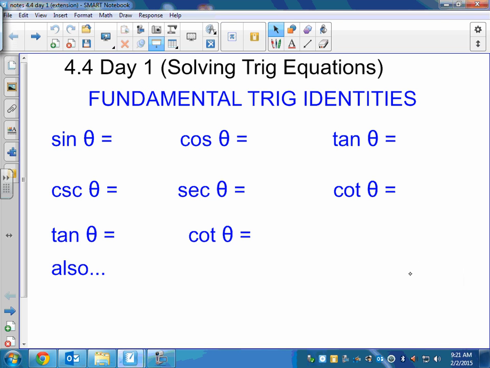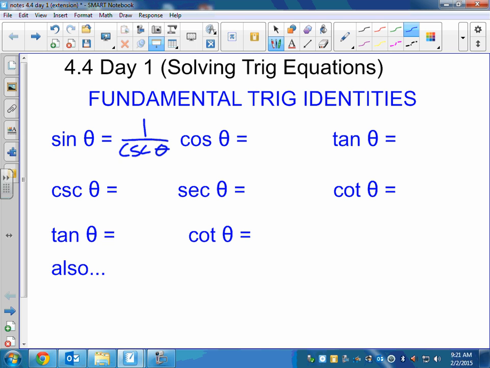A trig identity that says sine of theta is the same as saying 1 over cosecant of theta. Do you agree with that statement? Yes, because they're reciprocals. They call them fundamental identities, meaning they're the basic identities that you should know. So we can go through all of these and just write them as 1 over the reciprocal.